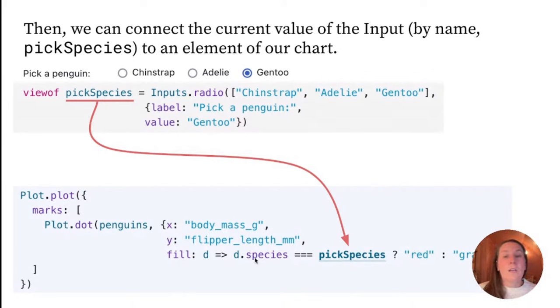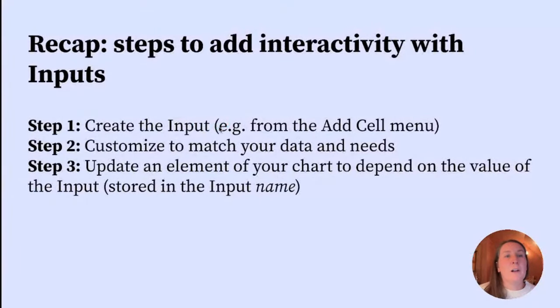So this is called the ternary operator. This is just a shorthand way in JavaScript of creating an if-else statement. So in this case, again, this is asking the question, does the species column match pick species? Then I want the color to be red. Otherwise, I want the fill color to be gray. So that gives us a tool to highlight individual species, because whatever's selected is going to be in red and the other species are going to be in gray. Let's go ahead and try it out.